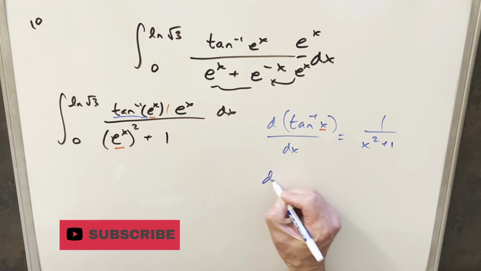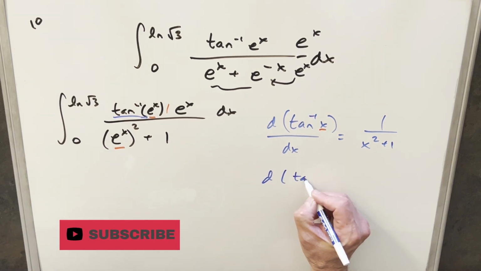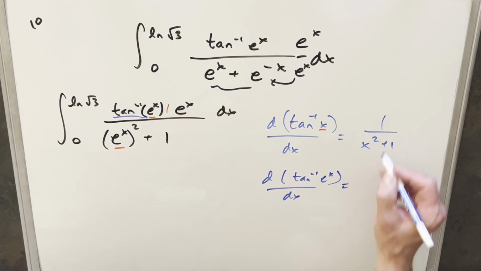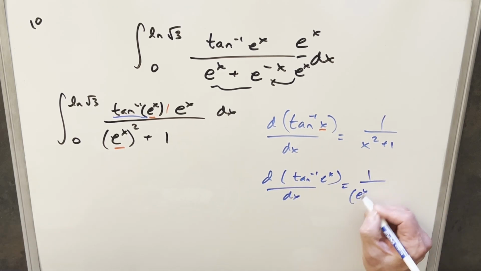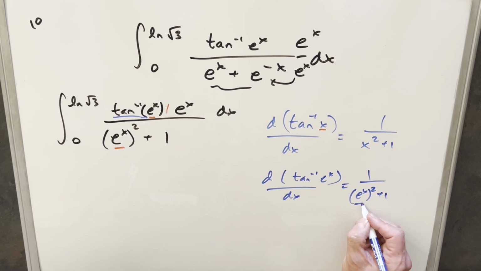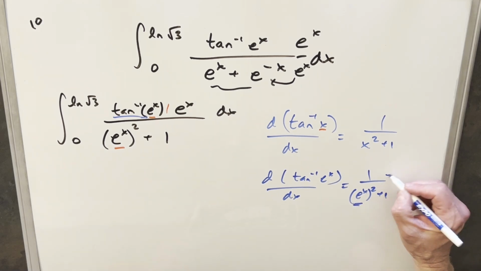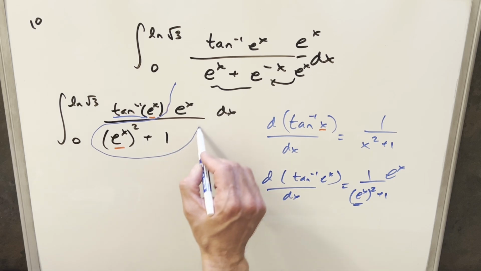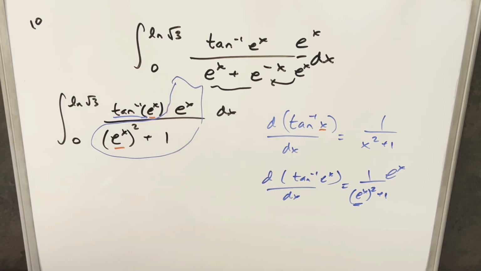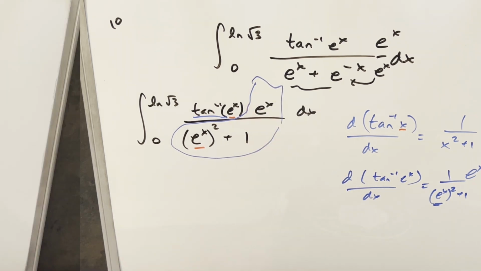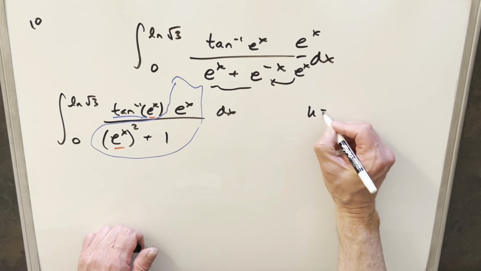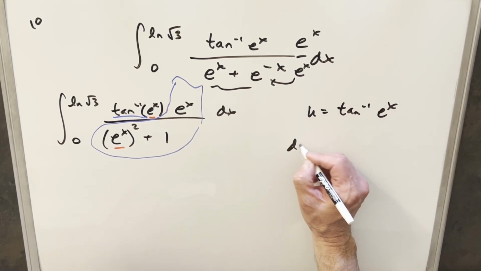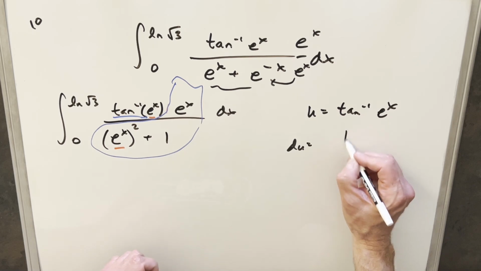So when we take the derivative of arctan of e to the x, we get something really similar. We get 1 over e to the x squared plus 1, but then with the chain rule, we take the derivative of the input and we get this e to the x. So we have our whole derivative right here, and I want to go ahead and make a u substitution. We'll call u equal to arctan of e to the x, knowing that when we take the derivative, we get back all this other stuff.